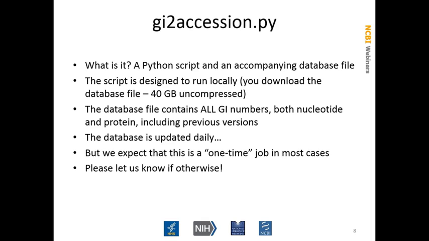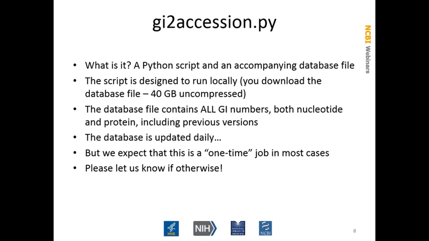So enter this new resource that we've now released on our FTP site. The resource is actually two things. It is a Python script called GI2Accession, and an accompanying database that contains all of the information. The database is actually in binary, so you're not going to be able to look at it directly. You need the Python script to decode that database for you.